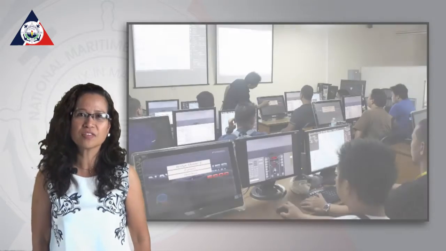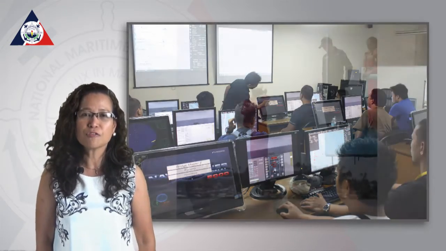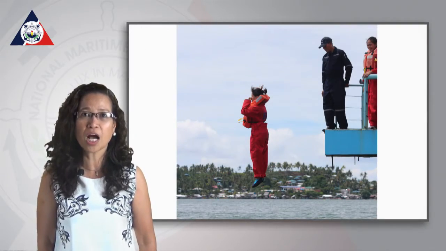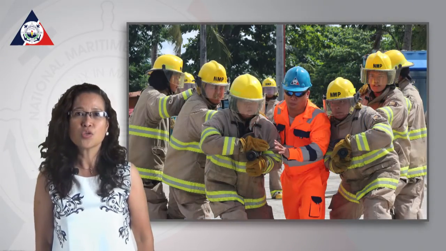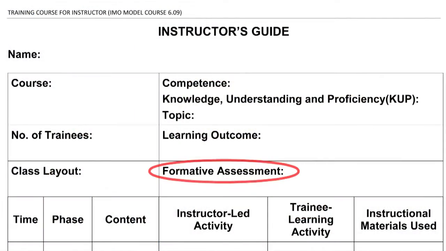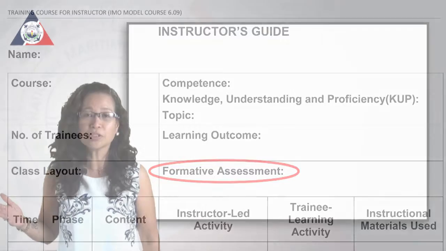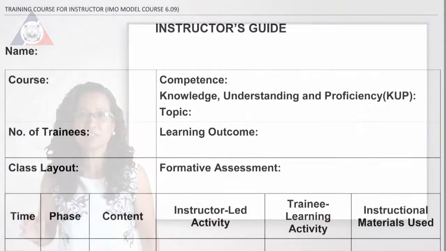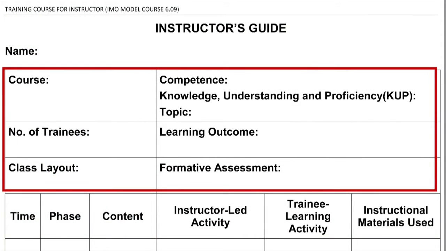At the end of every lesson, you would want to know if the trainees have achieved the learning outcomes. Hence, you have to specify the formative assessment activities. The class layout and the formative assessment activities are the last entry of the first part of your IG.